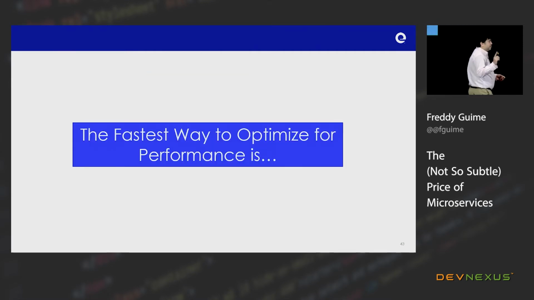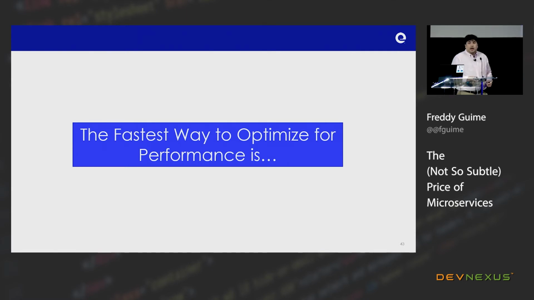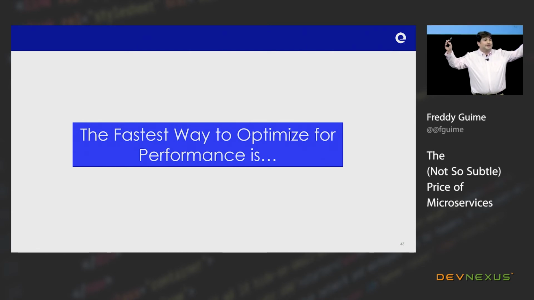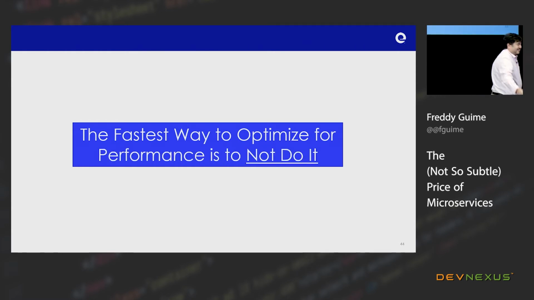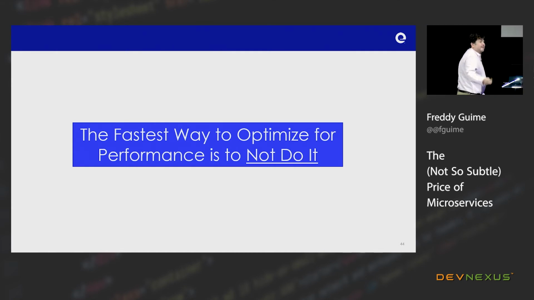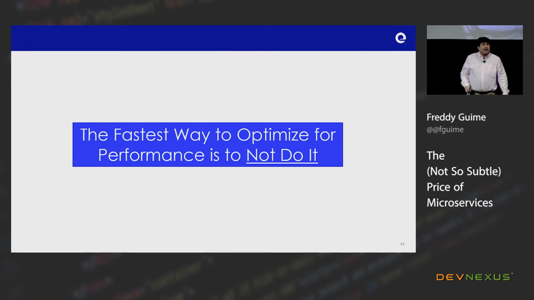Now I'm going to see if we can get this trick question. Alex, because Alex breaks the curve, you cannot answer this one just yet. The fastest way to optimize performance is, any volunteers? Okay, Todd is right. The fastest way to optimize something for performance is to just not do it, right?